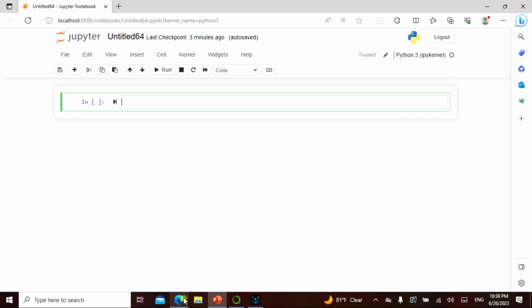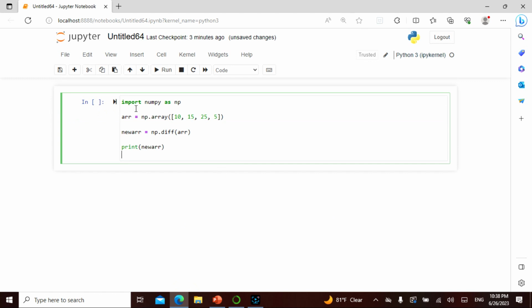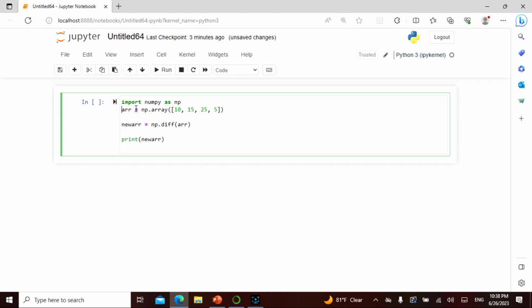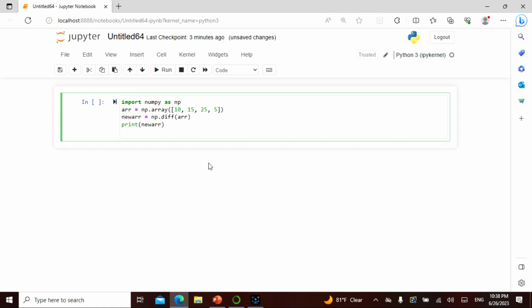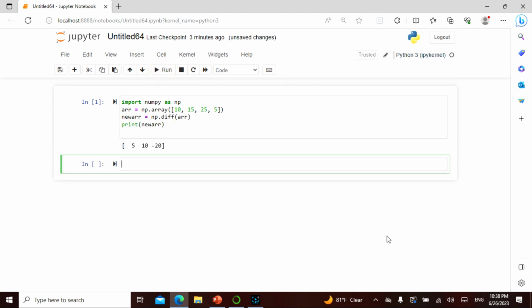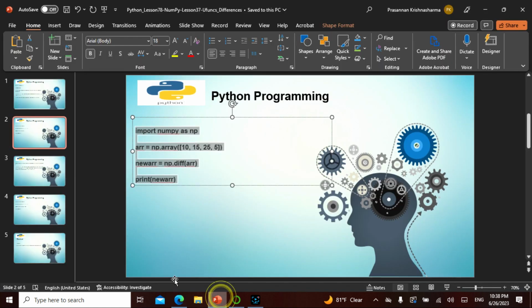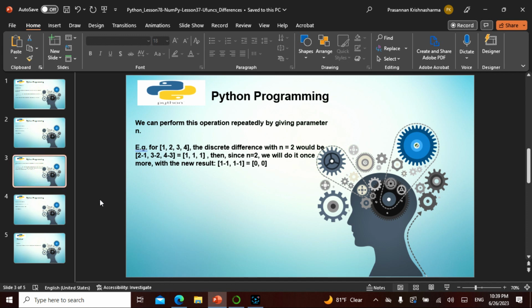Import numpy as np, which by default we should all know, and then a one-dimensional array, where we have defined 10, 15, 25, 5. So 15 minus 10 is 5, 25 minus 15 is 10, 5 minus 25 is minus 20. If you take the difference of the array and print the new array, this is what it gives us, exactly as I told you. Super. So this is the diff function.